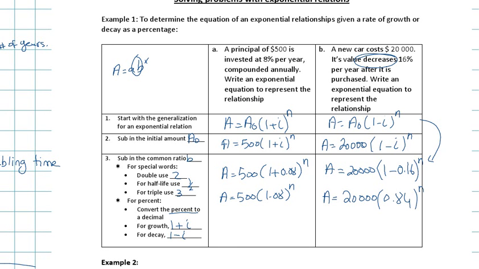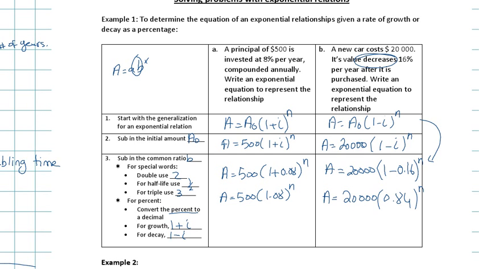Okay? Then the question would become, if I want to extend this question, I'll be asking you what would the value of the car be in 7 years. Then you plug in 7 for n. Okay, and then you find it. Do you understand that?